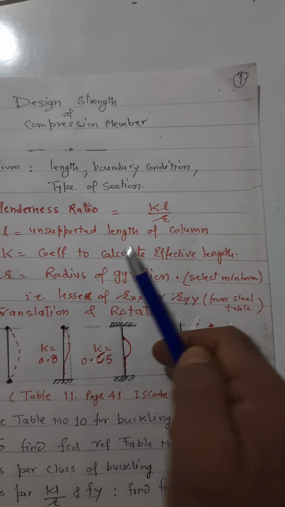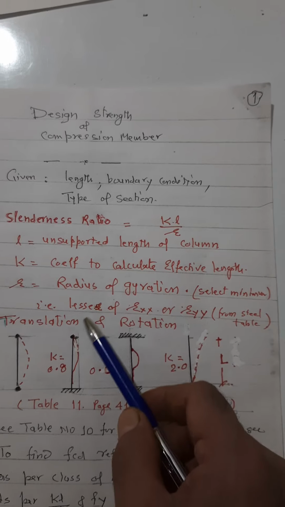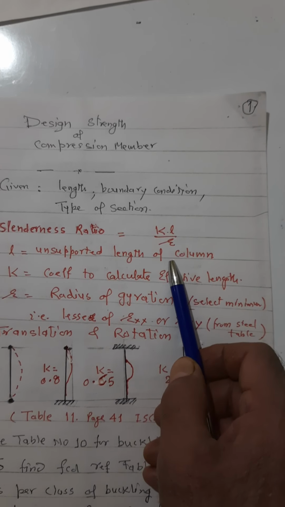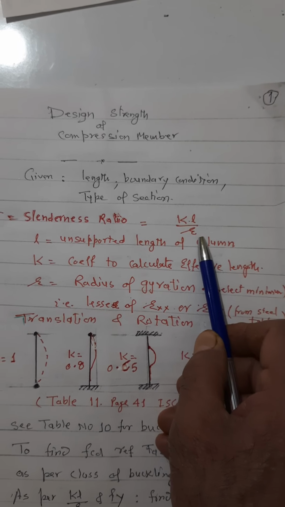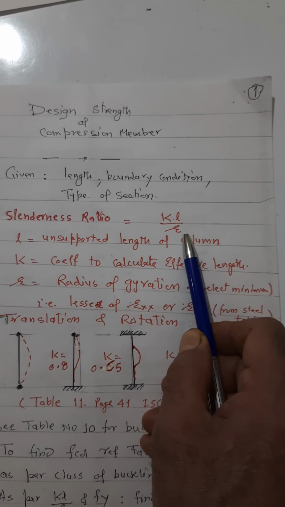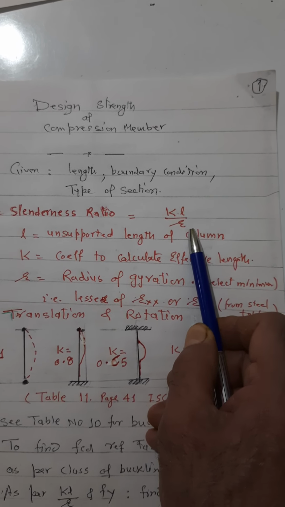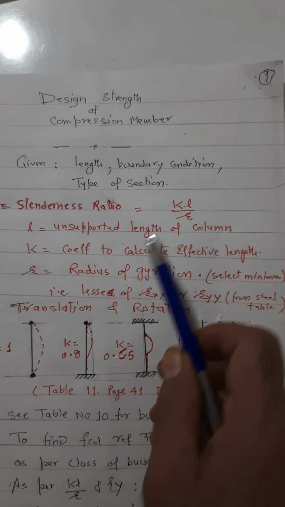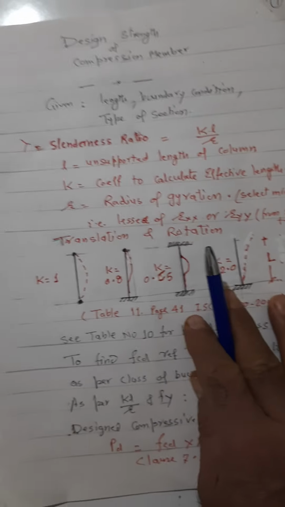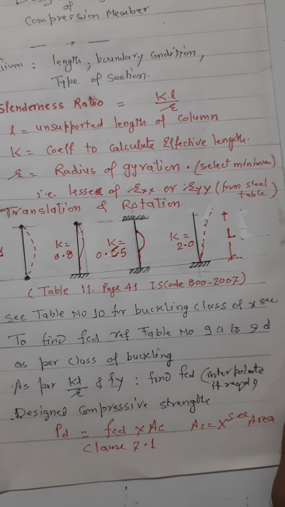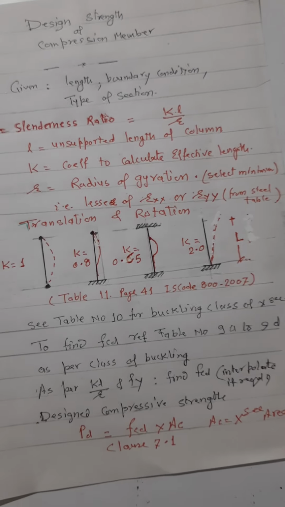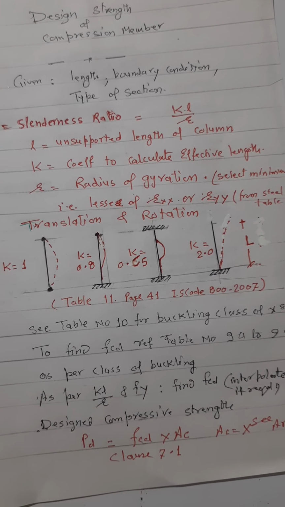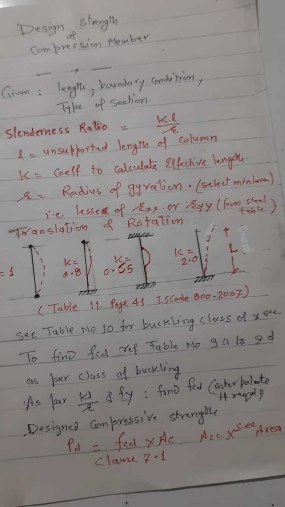So, once you know the values of KL and R, then find out the value of KL upon R. R, again I will repeat, is nothing but R minimum, of Rxx and Ryy. Once we find this value, then it becomes very easy. You have to go for an important table, number 9A to 9D.